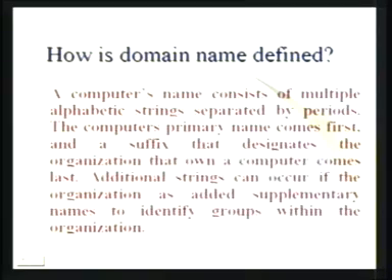So, basically first will be the name of the machine, and the last will be the name of the organization which owns the computer, and in between you have many other strings which are subgroups or sub departments in the university or in any organization. That is the way domain names are defined.